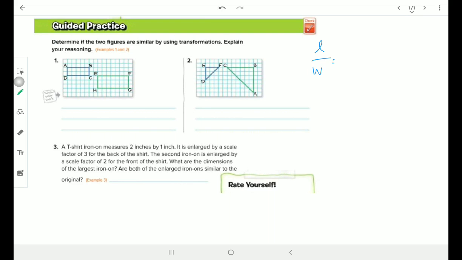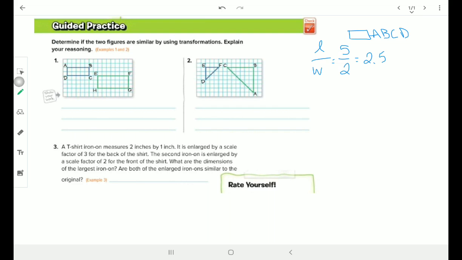So for rectangle ABCD, the ratio from the length to the width is going to be, well, the width I know is 2, and I'm going to say that the length is 5, right? So 5 over 2, which is 2.5, okay?